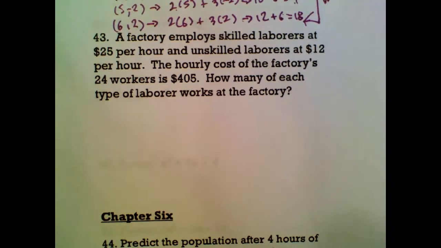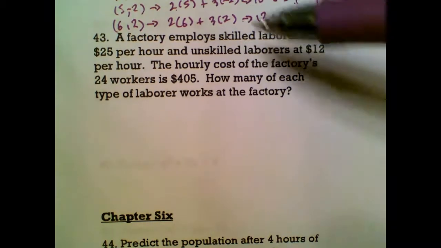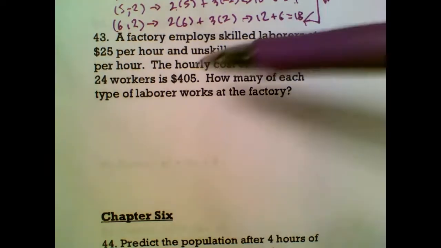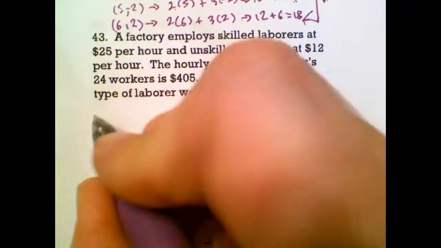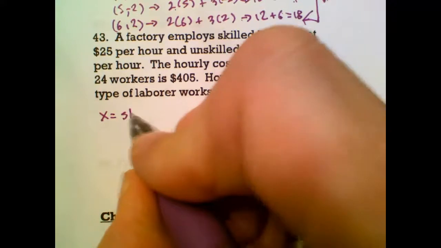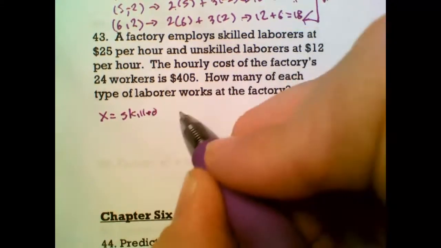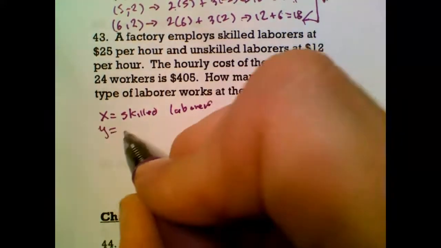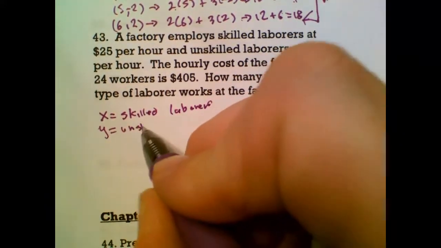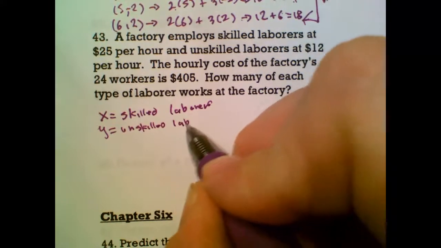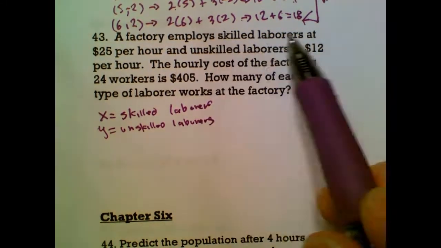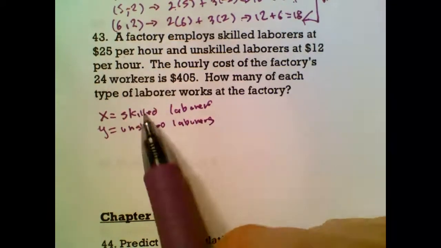Okay, this is a system. We just got to bring things together. So let's read that one more time. A factory employs skilled laborers at $25 per hour and unskilled at $12. So it looks like we have two things going on here. We have X, let's make that skilled laborers, and Y is unskilled laborers.